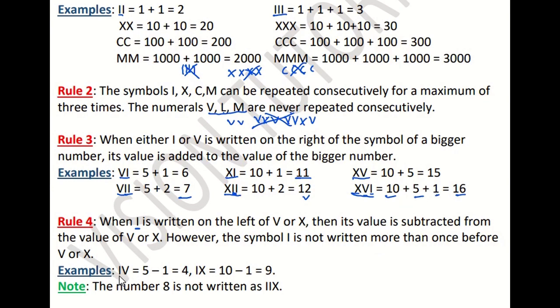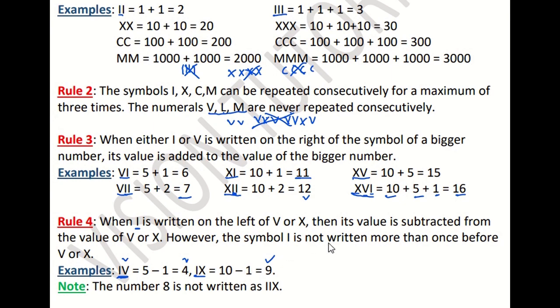So when we write something like this, when I is written before V, can you see this? Then I will get subtracted from V. Okay. 1 will get subtracted from 5 and we will get 4. So this IV is equals to 4. Similar way, one more example, IX. I is written again on the left side. So it will get subtracted from 10. Okay. And we will get 9.